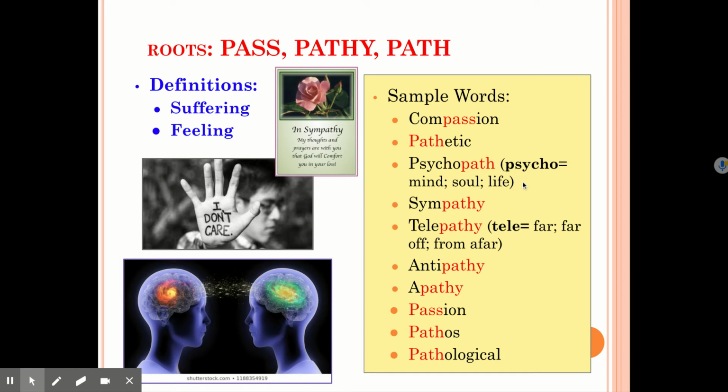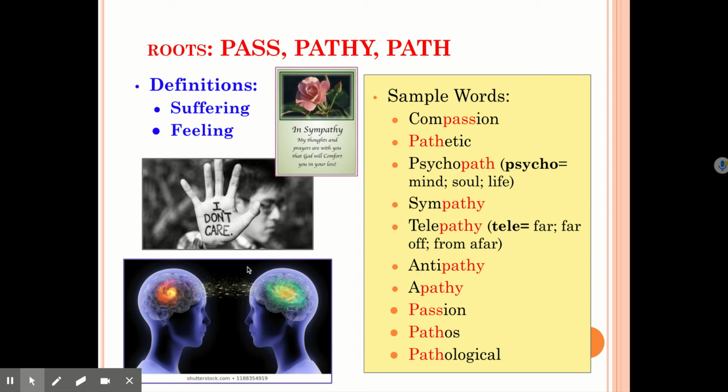Psychopath, psycho meaning mind, soul, or life. Someone who has a serious and permanent mental illness that makes them behave in a violent or criminal way. Then we have sympathy, the ability to share another's feelings or feel compassion for someone else. Next, we have telepathy, tele meaning far, far off, or from afar, which is passing of thoughts without known communication.